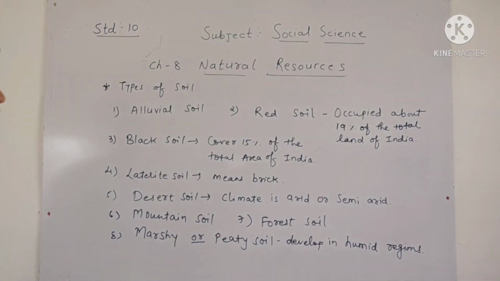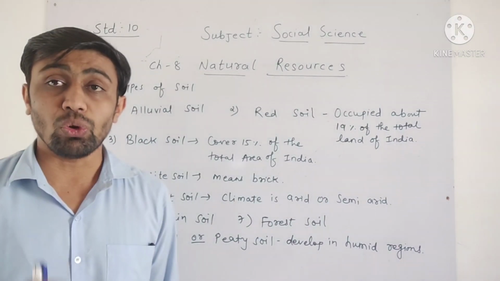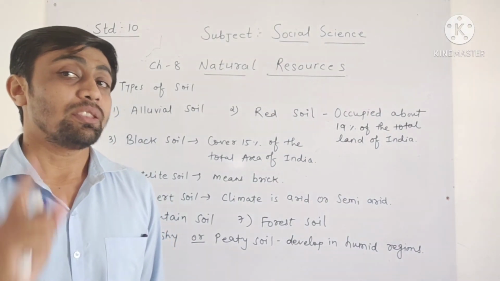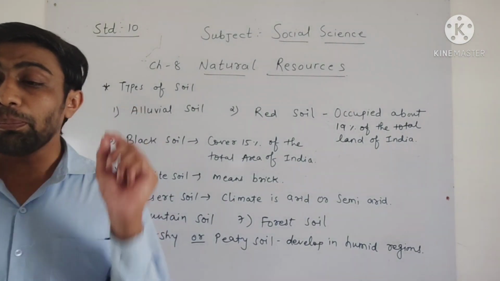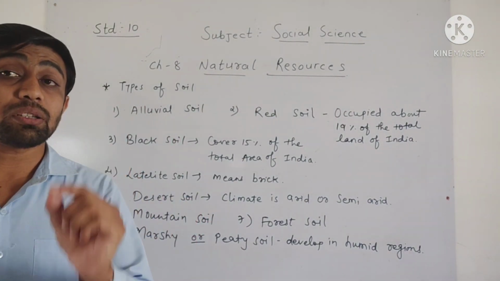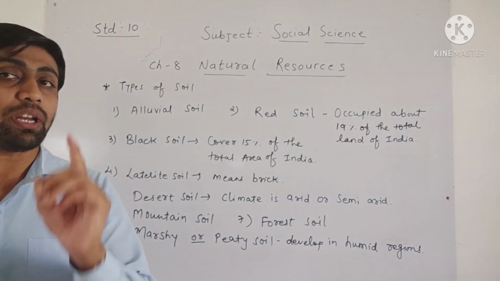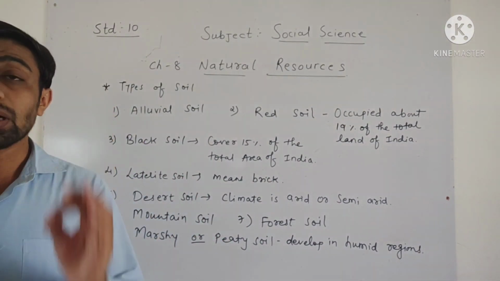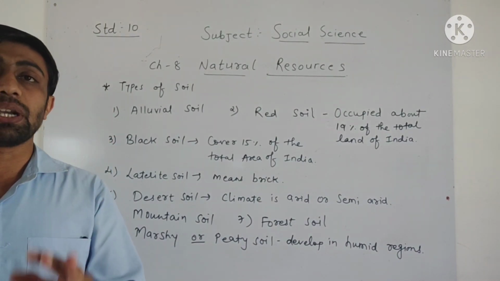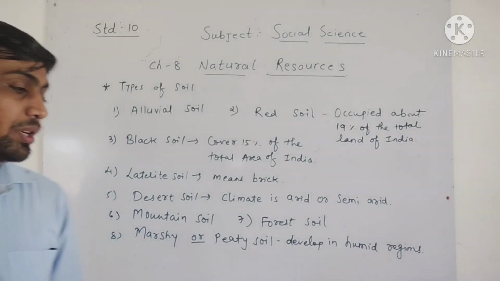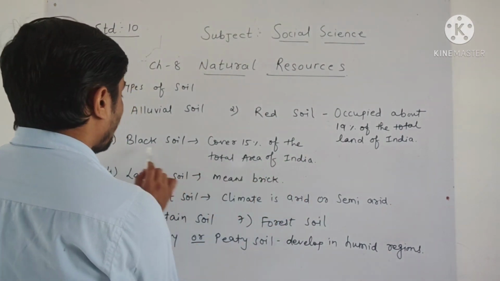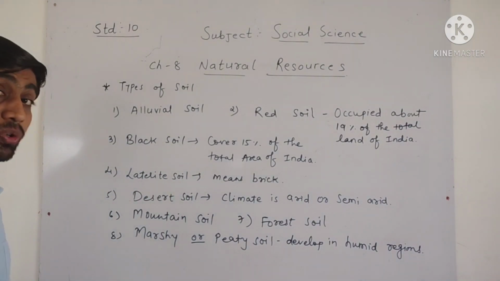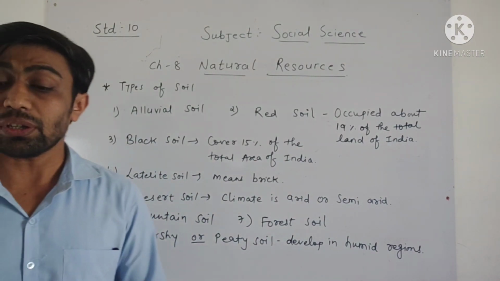Next one, dear children, is the black soil. Which one? Black soil. And this is an important soil from the board examination point of view. This is an important question. Which one? Black soil. Remember it, dear children. What is another name of black soil? Black soil is also known as regur soil. It covers near about 15% of the total area of India. How much? It covers about 15% of the total area of India. Which soil? Black soil. You can also say that it is known as regur soil.